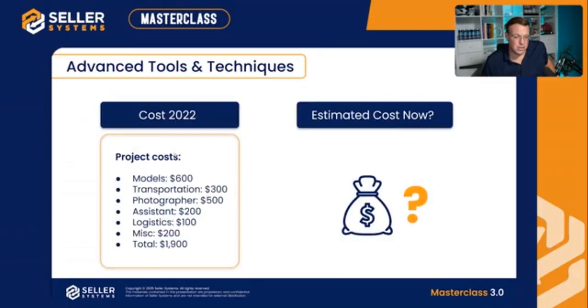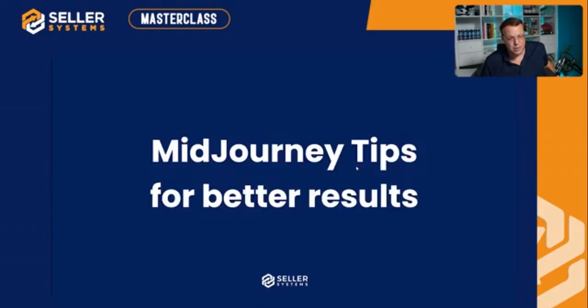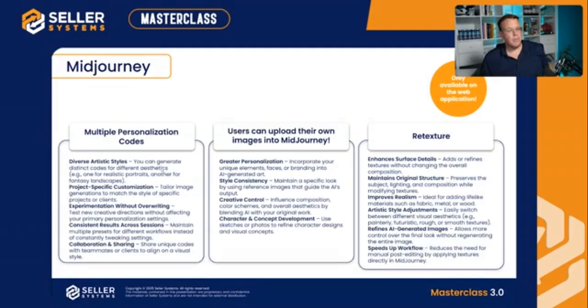And in 2022, you had models, transportation, photography, assistant. This was the cost. Now, what? $20 a month, $50 a month? Unbelievable what you get. So here are the advanced tips.